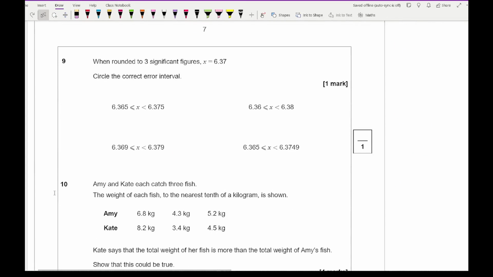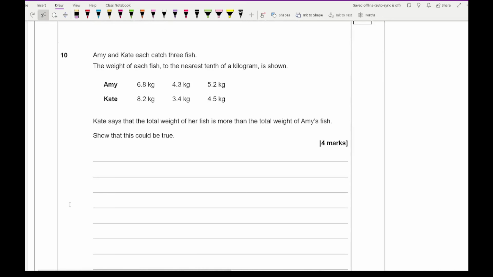Then moving on to question 9, it says for when rounded to 3 significant figures, x equals 6.37. Circle the correct error interval. Now for this, the correct error interval is going to be our first option. Then for question 10, it says Amy and Kate each catch 3 fish. The weight of each fish to the nearest tenth of a kilogram is shown. Kate says that the total weight of her fish is more than the total weight of Amy's fish. Show that this could be correct.